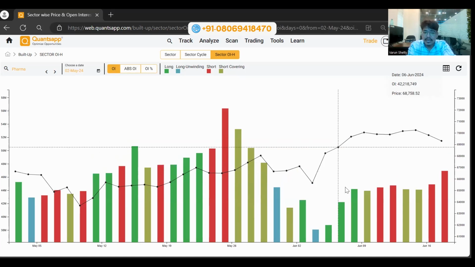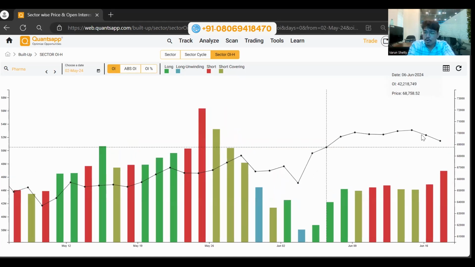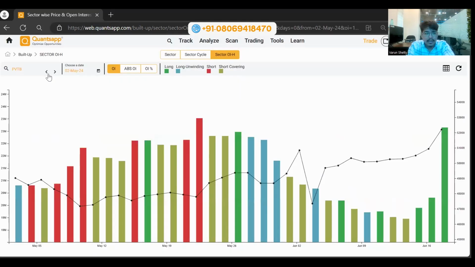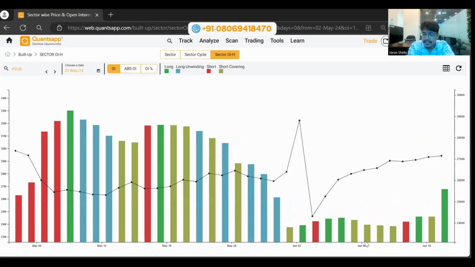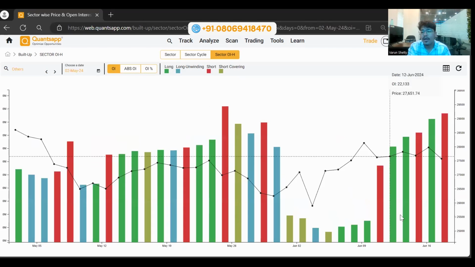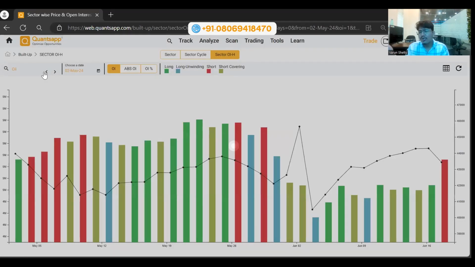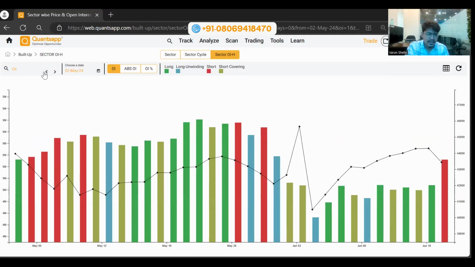Like right now, you can see pharma is following a short and short covering cycle, right? So pharma is experiencing a bearish trend. Private bank we already saw. PSU banks, the trend is not that clear. So PSU banks is not worth entering a trade. Other sector, again, you can see that it is not that great. So this is how you can identify various sectors.